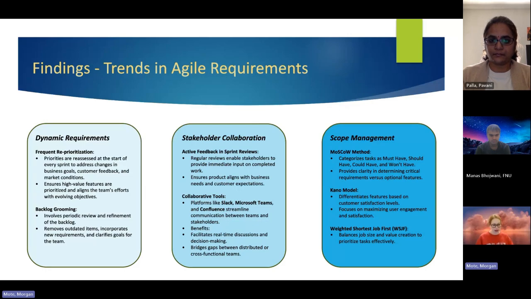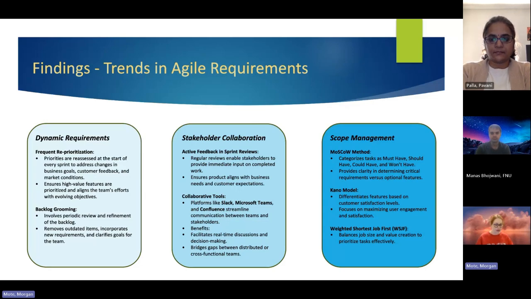Second, stakeholder collaboration remains a cornerstone of Agile success. Agile's emphasis on continuous feedback means that stakeholders are actively engaged throughout the development lifecycle, where they can offer insights, clarify priorities, and ensure alignment with business goals. Tools such as Slack, Confluence, and other similar collaborative platforms have become invaluable in facilitating these processes.